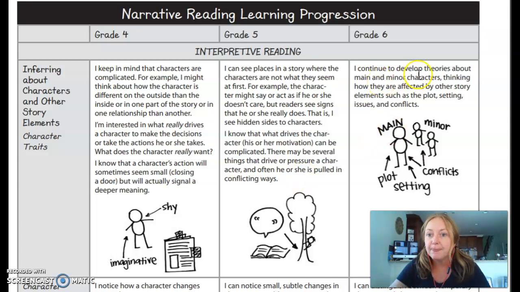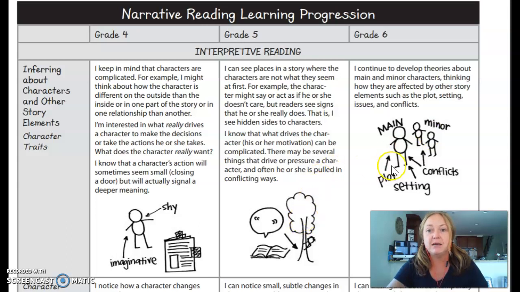Grade 6. I continue to develop theories about main and minor characters, thinking how they are affected by other story elements such as the plot, setting, issues, and conflicts. So the only thing that's different here, you're still doing this, you're adding: what does the plot have to do with our main character? What about the setting? What about the conflicts? And then adding in some of those minor characters. So maybe those least named characters in whatever story you're reading.